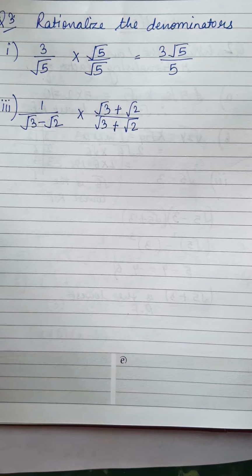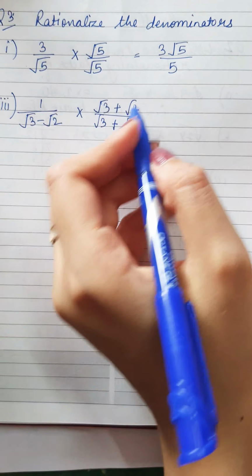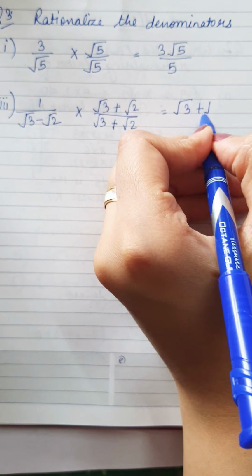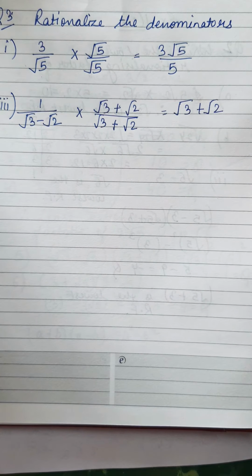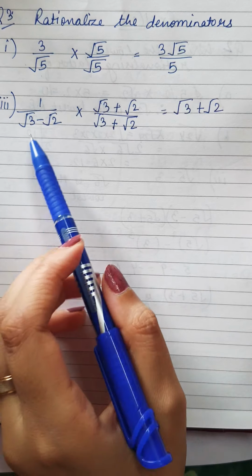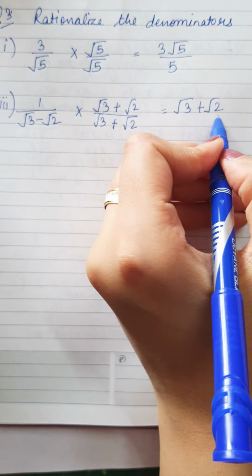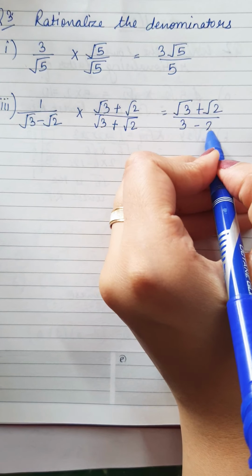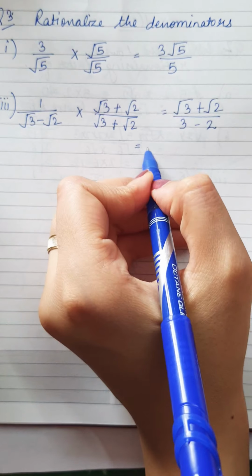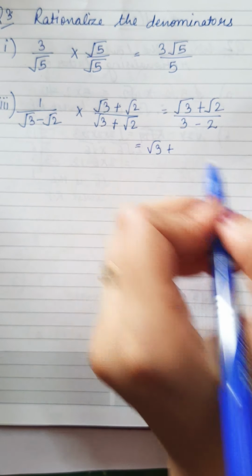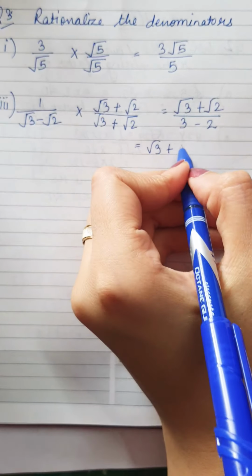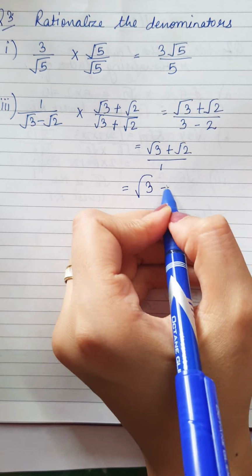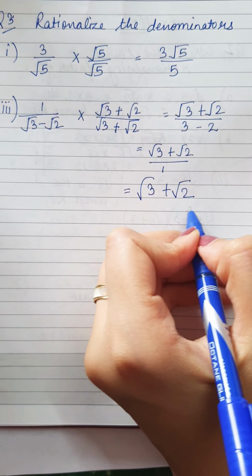Alright, now we will just multiply. 1 into the expression will be the expression, and in the denominator a minus b, a plus b. So square of under root 3 will be 3 and square of under root 2 will be 2. So ultimately I have under root 3 plus under root 2 upon 1, or I can express it as under root 3 plus under root 2.